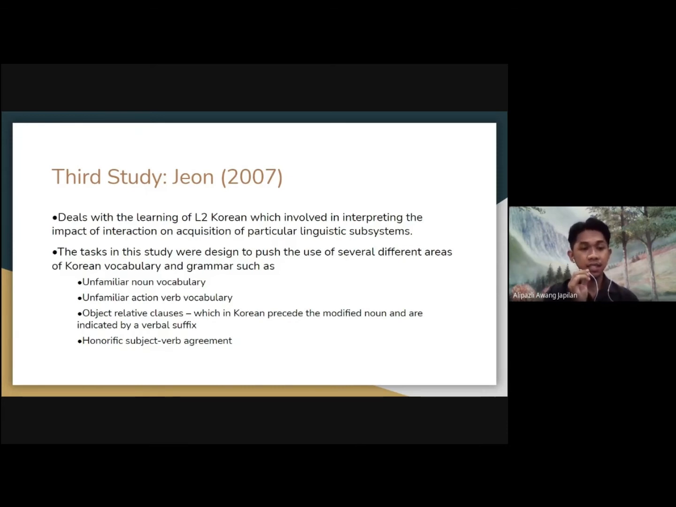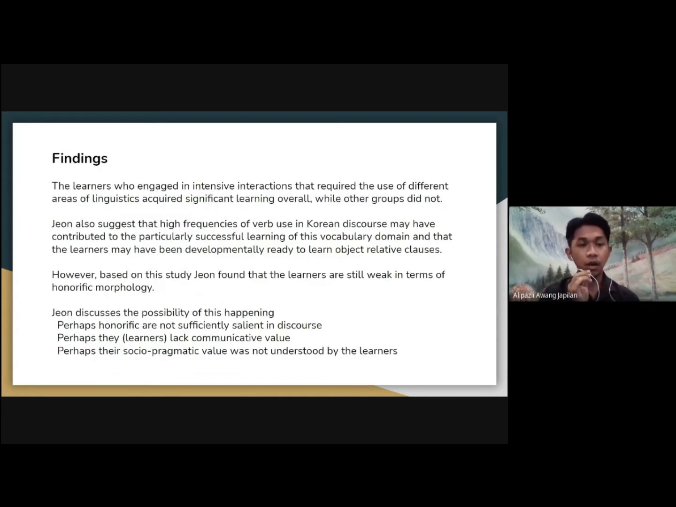In this study, the tasks were designed to push the use of several different areas of Korean vocabulary and grammar, such as unfamiliar noun vocabulary, unfamiliar action word verbs vocabulary, object relative clauses, which in Korean precede the modified noun and are indicated by a verbal suffix, and also honorific subject verb agreement.